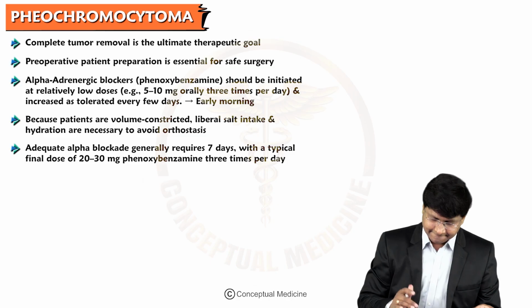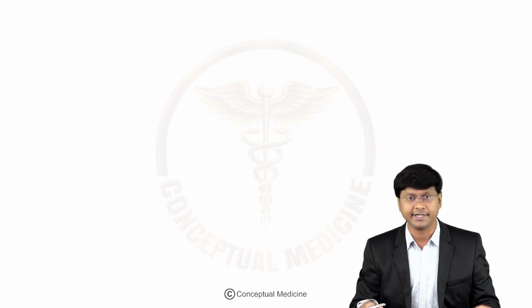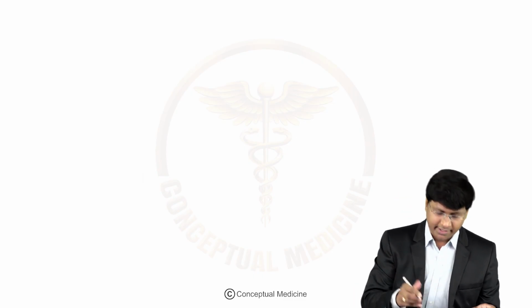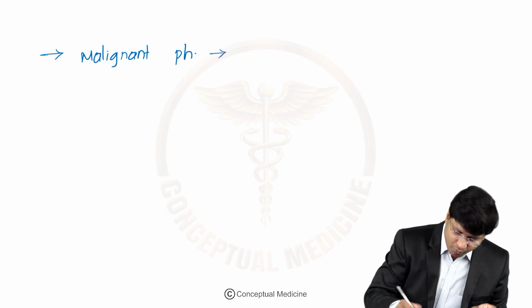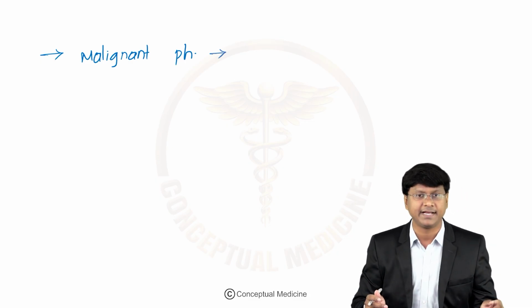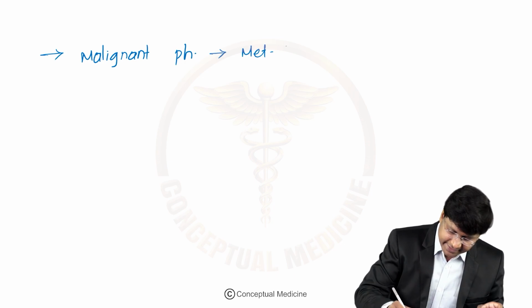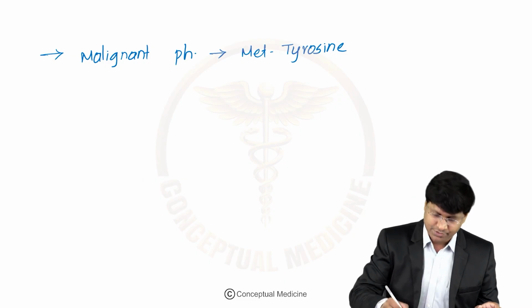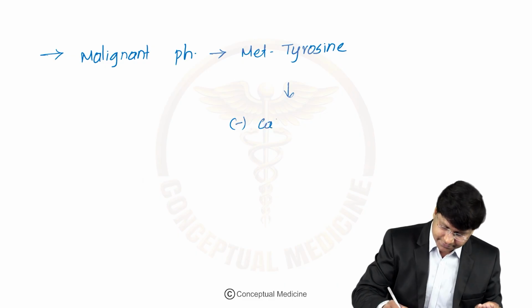Then followed by that, suppose surgery is contraindicated, right? If surgery is contraindicated, like for example, in case of malignant pheochromocytoma. So in case of malignant pheochromocytoma, what have we discussed? It is like extra-adrenal pheochromocytomas. So in case of malignant pheochromocytoma, you cannot do surgery. So you have to give metyrosine. Please remember this metyrosine, it inhibits catecholamine production.